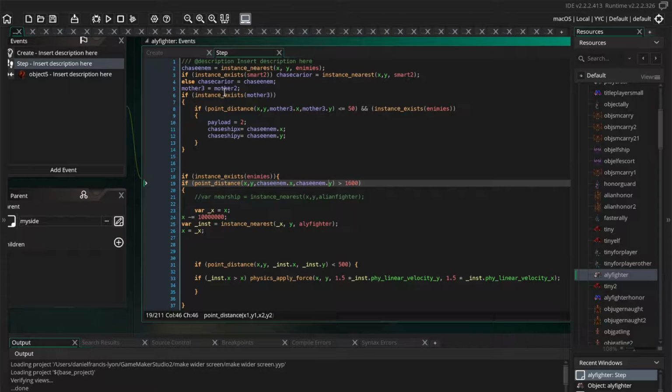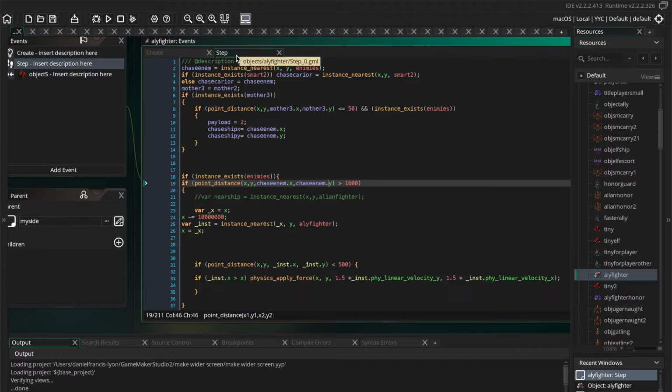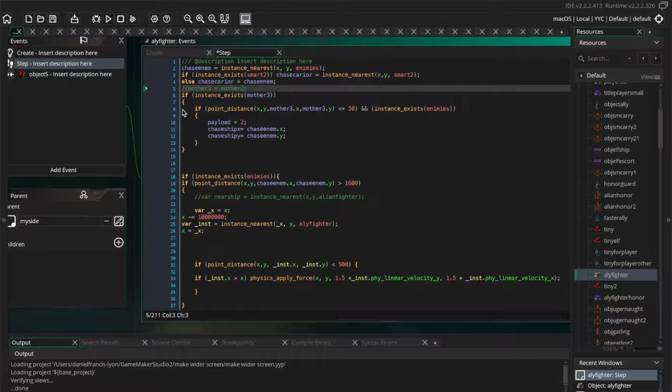This right here, if instance exists mother3, this is a really bad piece of coding here, but as I mentioned here, mother2 equals global variable mother. Really, this should say if instance exists mother2, if point distance mother2, but I very pointlessly made mother3 equal to mother2 and then put mother3 here instead. Really, if you did this, you should just put mother2, and then this line here really should not exist, but it wasn't a very good coding job of mine, but I made this when I was very brand new at programming.